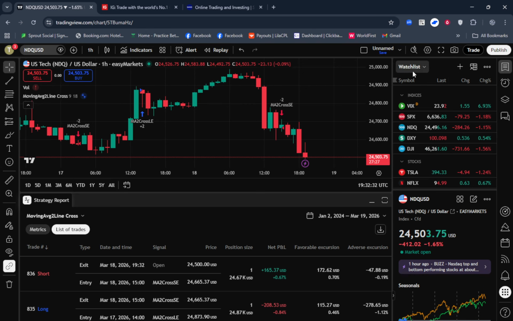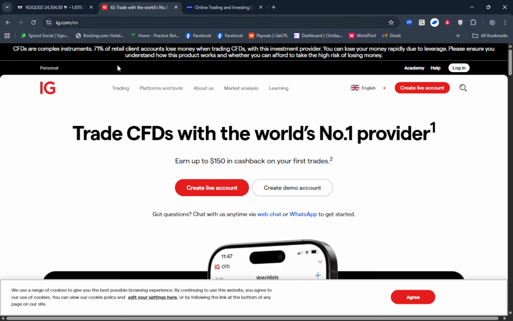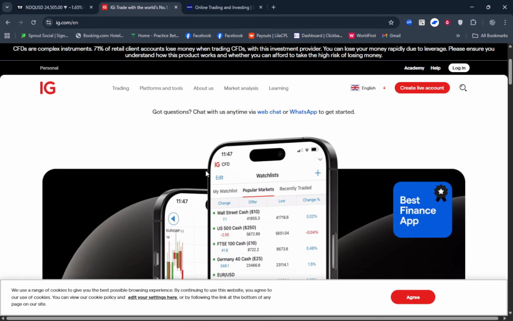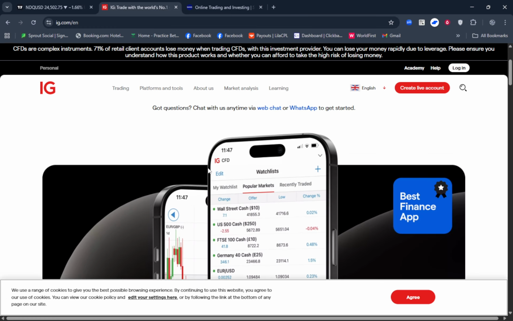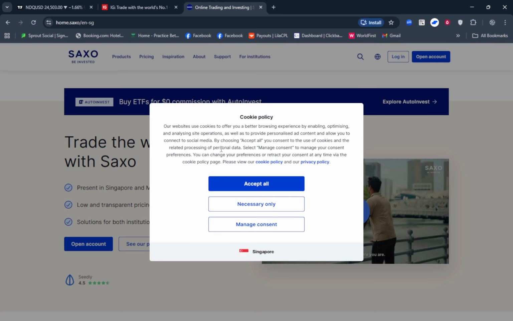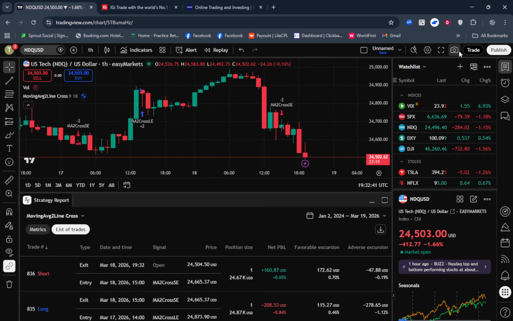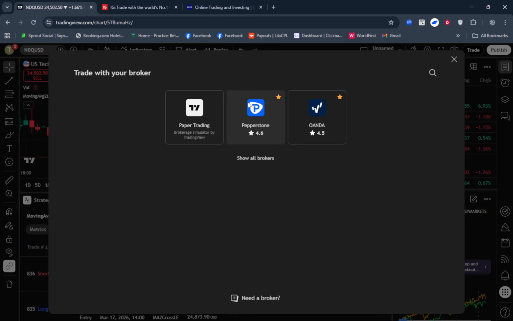Another option is to use a broker that's already supported by TradingView, such as well-known names like IG or Saxo. With a supported broker, you can place orders directly from the chart, set your stop loss and take profit visually, and execute faster without switching screens. If integrated order placement and chart trading are important to you, choosing a supported broker is the cleanest solution.